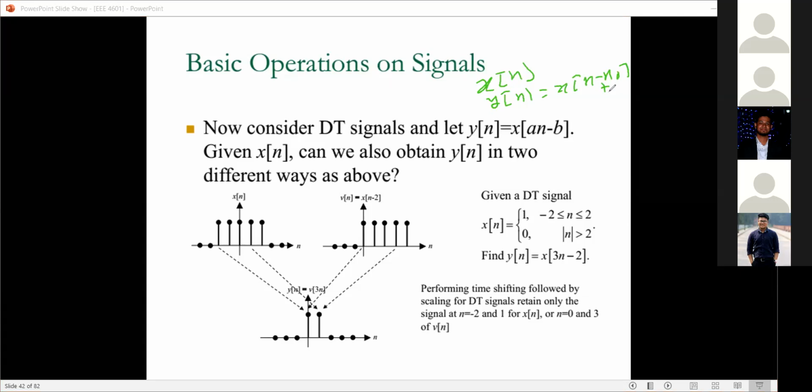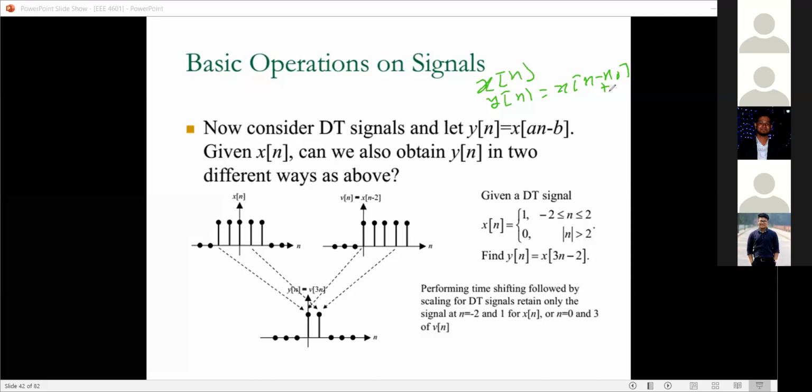In the case of scaling operations, the same as I have discussed, it will either downsample your signal or upsample your signal. In this figure, an illustration is given: the original signal x[n] is shifted first by 2 time units, then it is scaled by 3. That's how it will look.